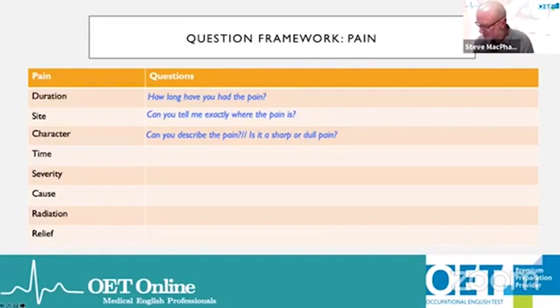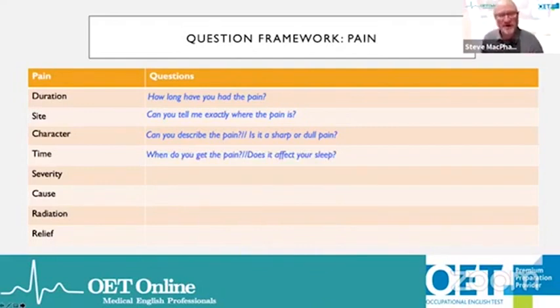Rehan writes, can you tell me where the pain is? That's the one you want there. Now for time, I'll help you out a little bit here because we've got a few options. How long does it take? That sounds like you're talking about a train trip, Syed. Maybe how long does the pain last is duration. But for time, I've got when do you get the pain, like time of day?